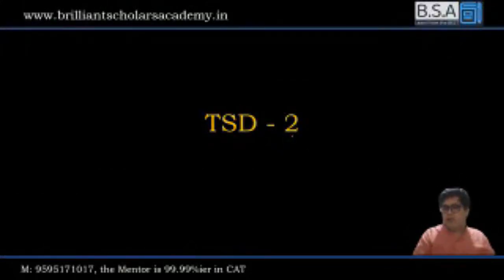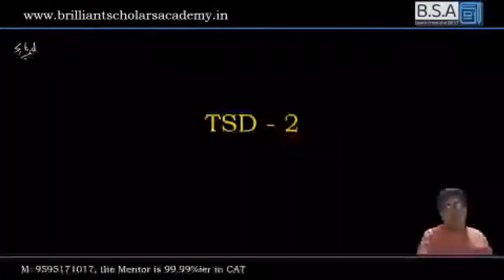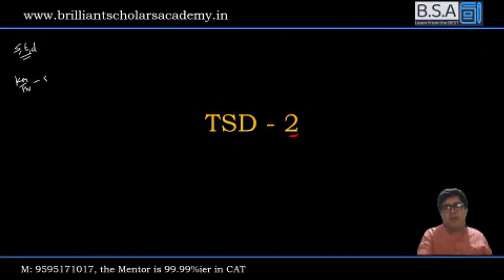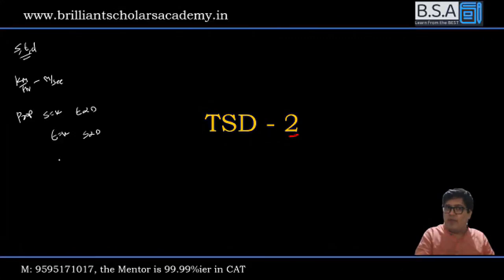So in time, speed, distance 1, TSD 1, we covered the relation between speed, time, distance. We covered the conversion between units of kilometer per hour, meter per second. We also discussed the concept of proportionality, three basic proportionalities: speed constant, time and distance are proportional. Time constant, speed is proportional to distance. And the most frequently used, distance constant, speed is inverse of time. We have covered all of this.